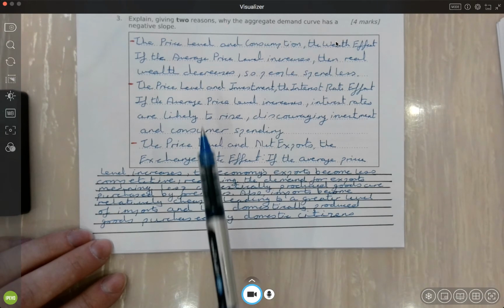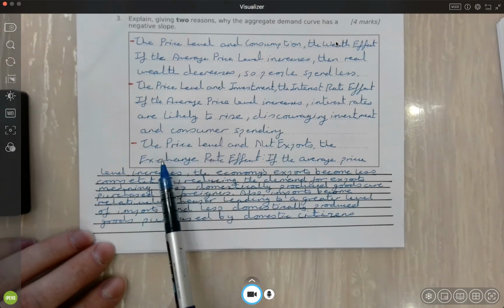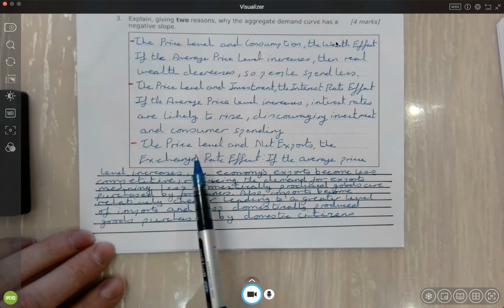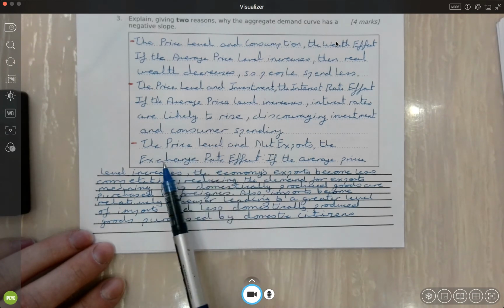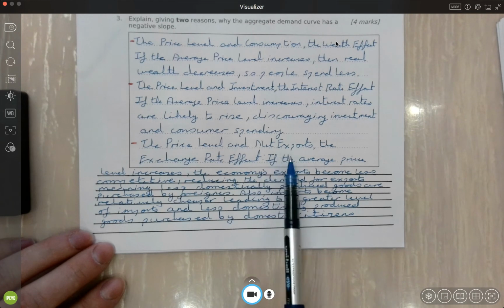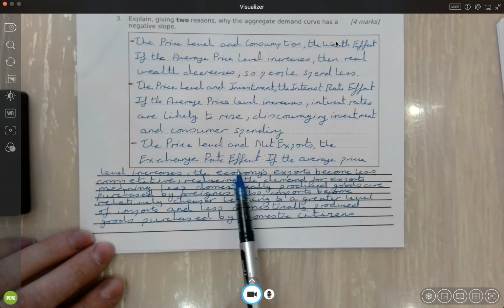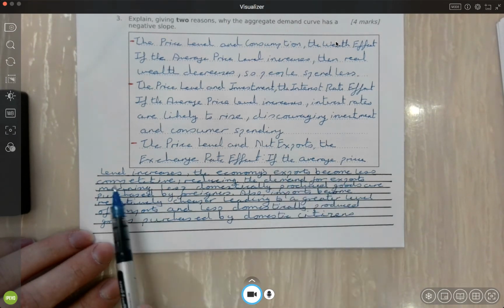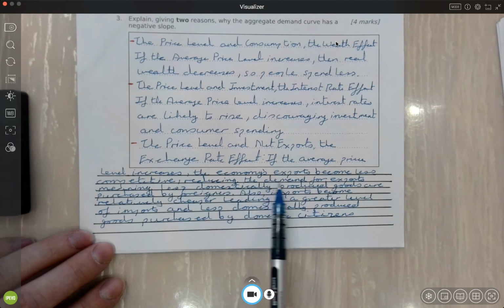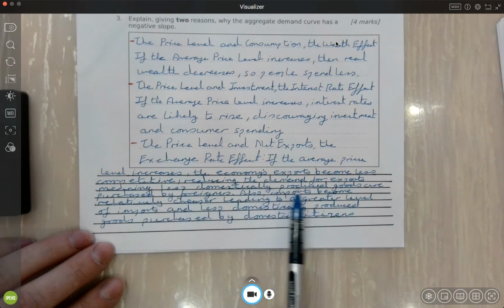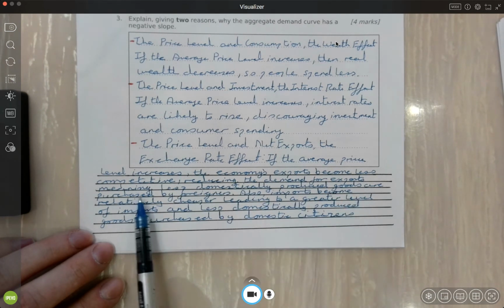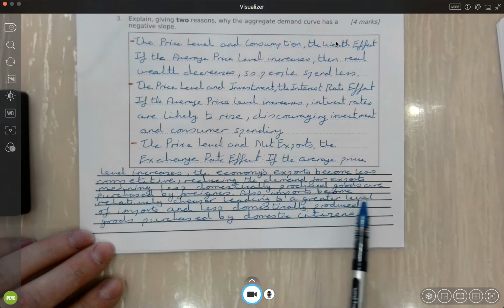Really try and understand these reasons. And now the third reason, which you didn't have to give, the first two are fine. The third reason why the aggregate demand curve slopes downwards is the price level and net exports. So this is called the exchange rate effect. Now, I really hope you can see this. This is meant to be a 4K camera, so I really hope you can. If the average price level increases, the economy's exports become less competitive, reducing the demand for exports, meaning fewer domestically produced goods are purchased by foreigners.